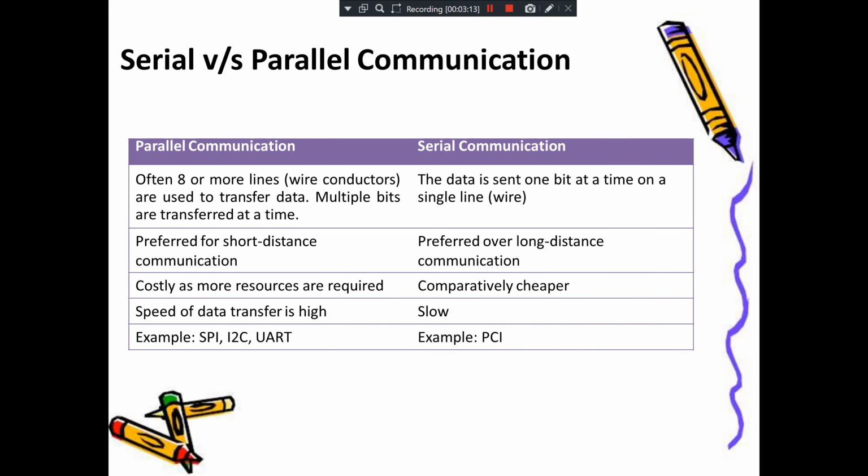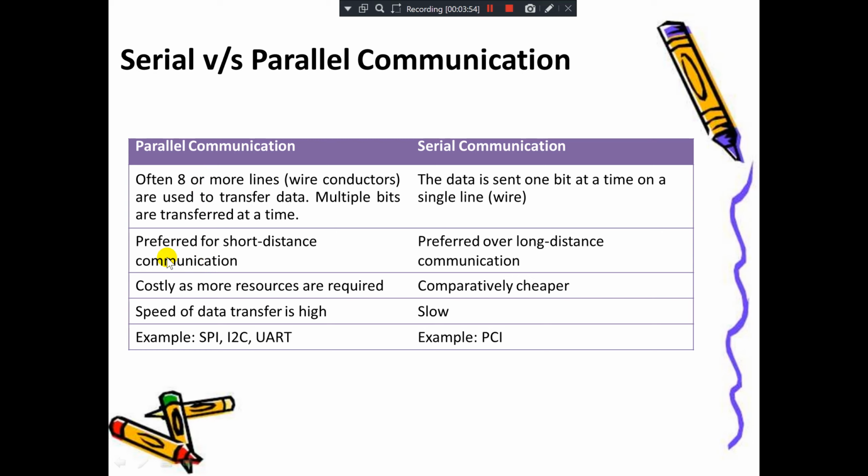So in this slide we are going to discuss serial communication and parallel communication with different descriptions, that is particulars. For example, parallel communication often has 8 or more lines, which are wire conductors used to transfer the data, and as I already told, multiple bits are transferred at a time. Because it has 8 channels, it transmits 8 bits simultaneously in a single time. But in serial communication, the data is sent one bit at a time on a single line. We call it a wire. A set of wires is called a bus. That also we know.